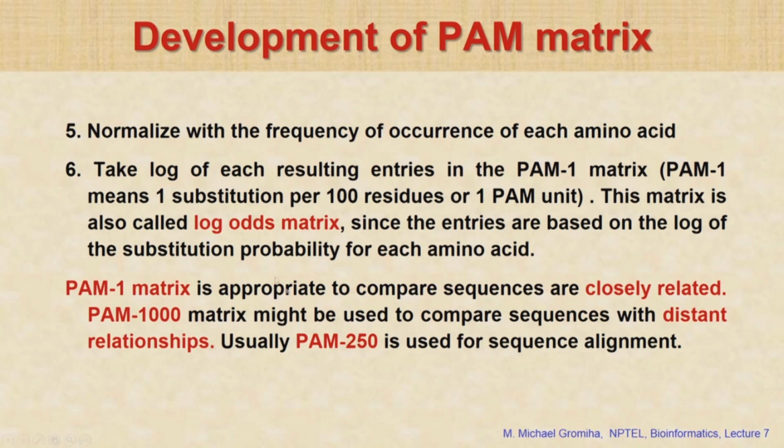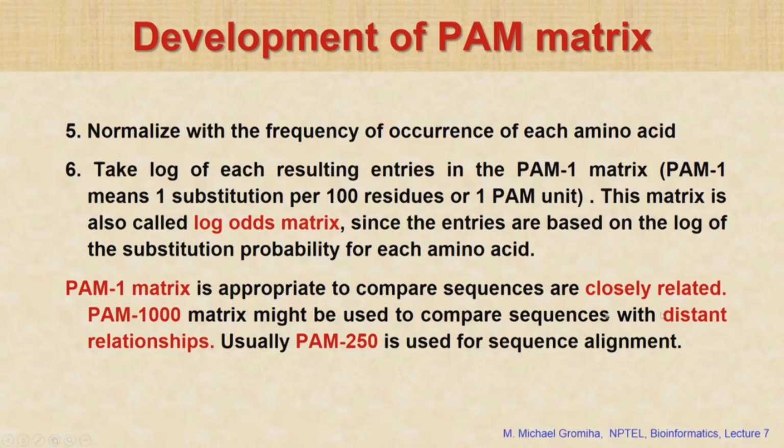Then you take the log of these entries to get this PAM matrix. This is why we also call the PAM matrix a log odds matrix. We can derive the PAM matrix based on various sequence homologies: we can say 80%, 90%, or very low homology. We use the PAM1 matrix to compare sequences which are closely related, and we use PAM1000 for comparing sequences with a distant relationship, that means they are not homologous to each other. Usually in the literature we use PAM250 for sequence alignment, for example BLAST or FASTA use PAM250.